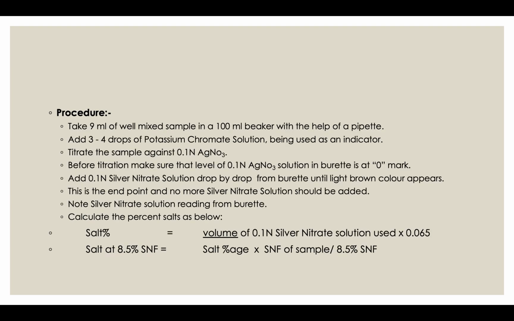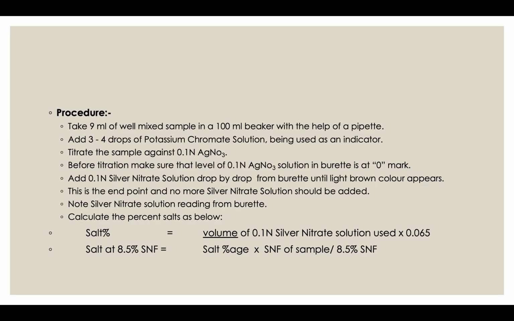of distilled water. To perform this test, we'll take 9 ml of well-mixed sample in a 100 ml beaker with the help of a pipette. Then add 3 to 4 drops of potassium chromate solution, which is being used as an indicator. Then titrate the sample against 0.1 normal silver nitrate solution.